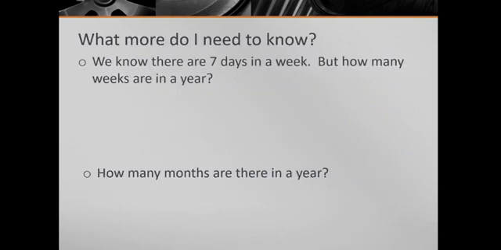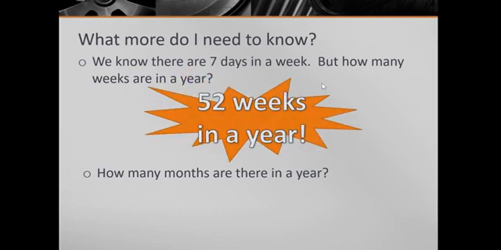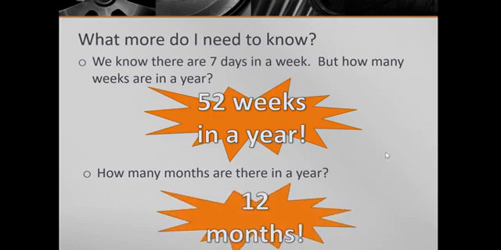So what else goes along with these periods of time? Well, we know that there are 7 days in a week: Monday, Tuesday, Wednesday, Thursday, Friday, Saturday, Sunday. But how many weeks are there in a 365-day year? Well, there's 52 weeks in a year! And how many months are there in a 365-day year? There are 12 months: January, February, March, April, May, June, July, August, September, October, November, December. 12 months.